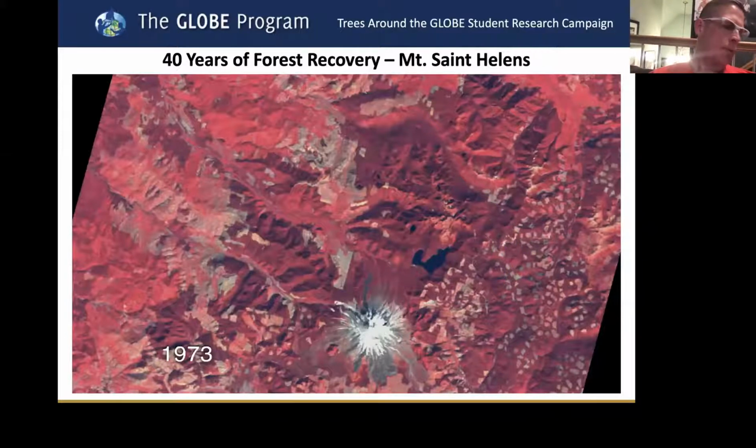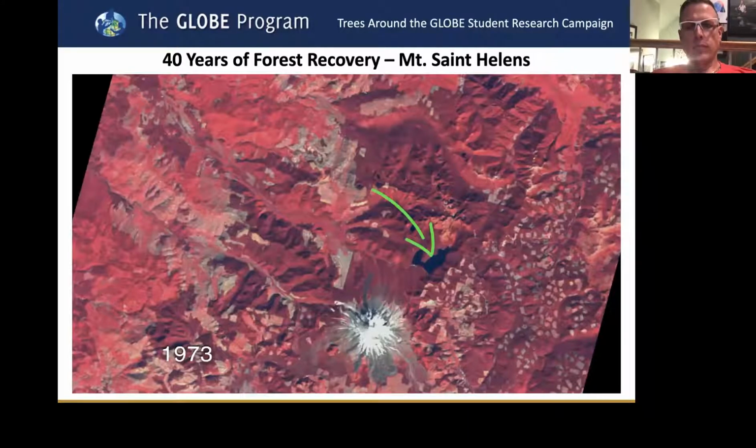Just to the north of the mountain there, you see a very large clear cut. That one happens to be about 2 square miles, which is really, really large by today's standards. And then Spirit Lake, just to the northeast of the volcano, you will see that the shape of that lake will change radically after the volcano erupts.